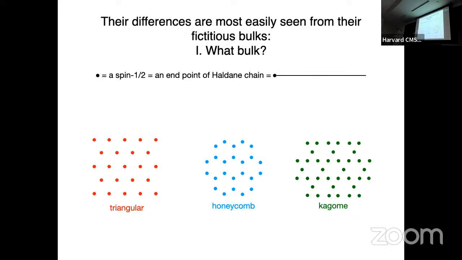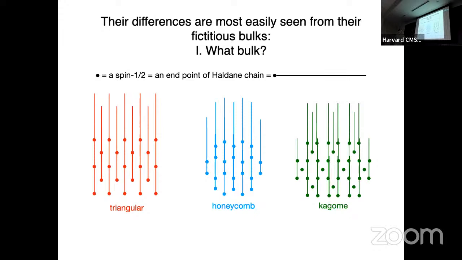These dots are the spins. And now each dot can be viewed as the endpoint of a Haldane chain, and then these systems can be viewed as the boundary of some bulk system in one higher dimension. This bulk system is made of Haldane chains such that the endpoints exactly locate at the spins of my original system. So this is just another way of viewing the system. The bulk does not have to be physically existing. It can be a theoretical tool, a very useful theoretical tool for us to think about them.